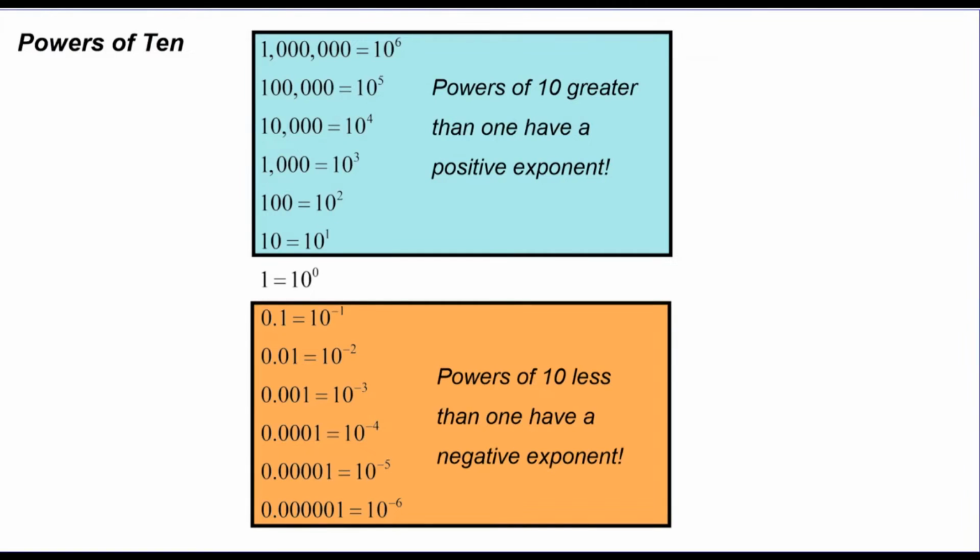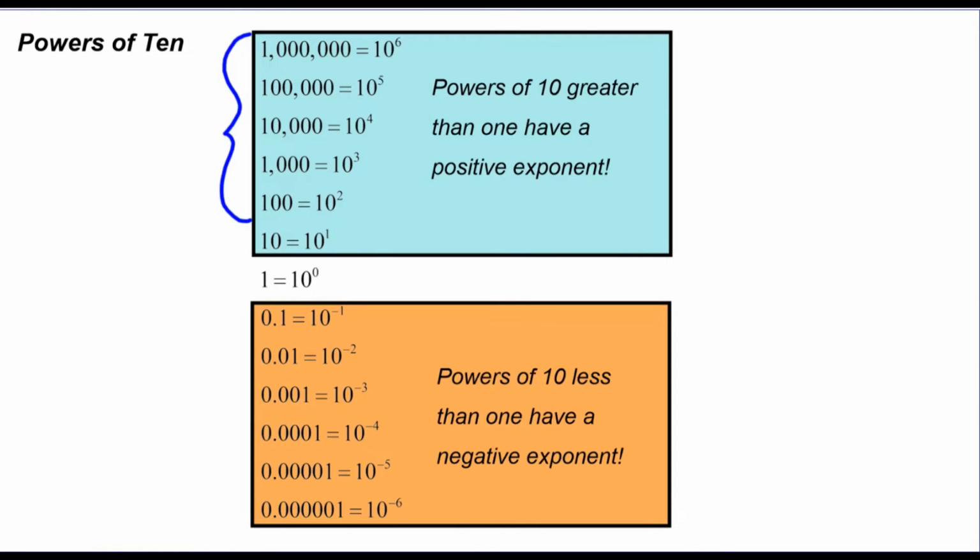So again, another review of our powers of 10. Okay, up to 1 million being 10 to the sixth power, 100,000 being 10 to the fifth power, 10,000 is 10 to the fourth power, 1,000 is 10 to the third power, 100 is 10 squared, 10 is 10 to the first power, and 1 is 10 to the zero power. Notice that powers of 10 greater than 1 have a positive exponent, and those are the numbers that are up here in this blue box. Okay, greater than 1, the exponent is going to be positive.